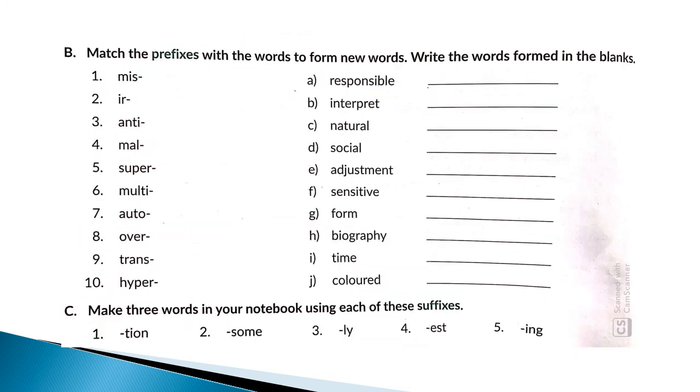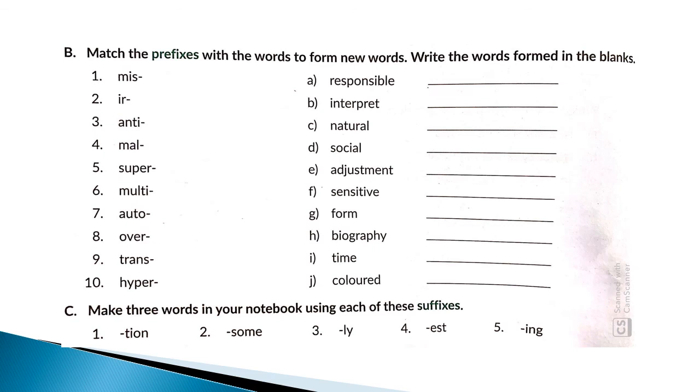The next exercise, here you have to match the prefix with the word, and whatever new word is formed, you have to write down in the blank near the word. Misinterpret, irresponsible, antisocial, maladjustment, supernatural, multicolored, autobiography, overtime, transform, hypersensitive. So we have made new words with the help of these prefixes.